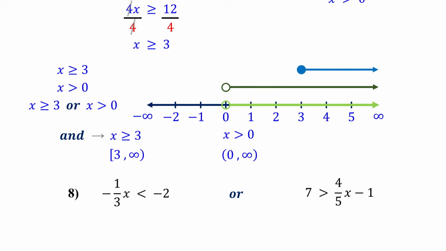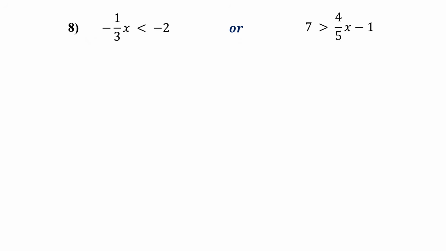Now let's look at the case where the graphs of two inequalities shade in opposite directions and overlap. In this situation, the solution for an OR compound inequality is all real numbers. Feel free to pause the video and give it a try. This is our last example. Start by solving each inequality separately.